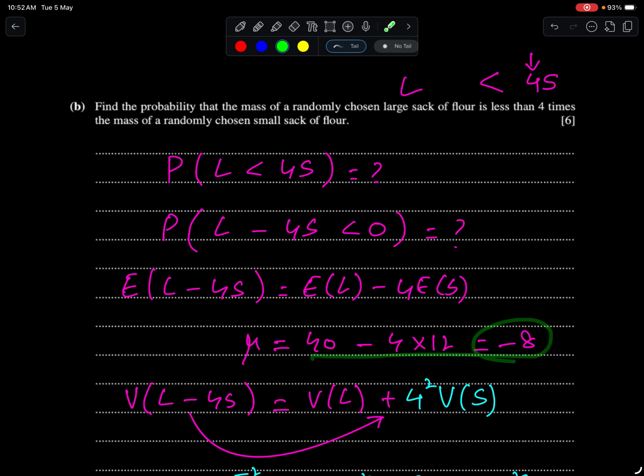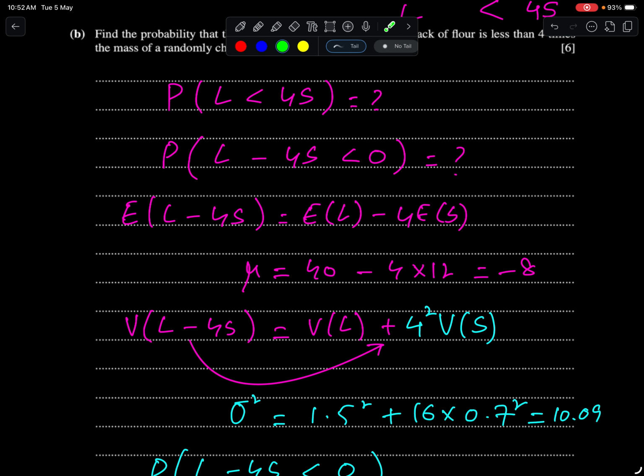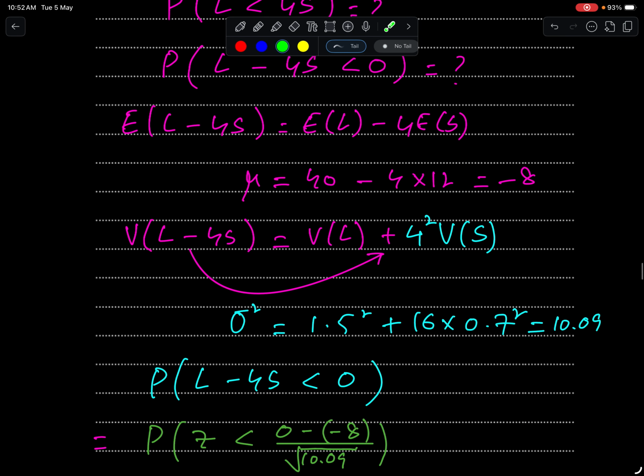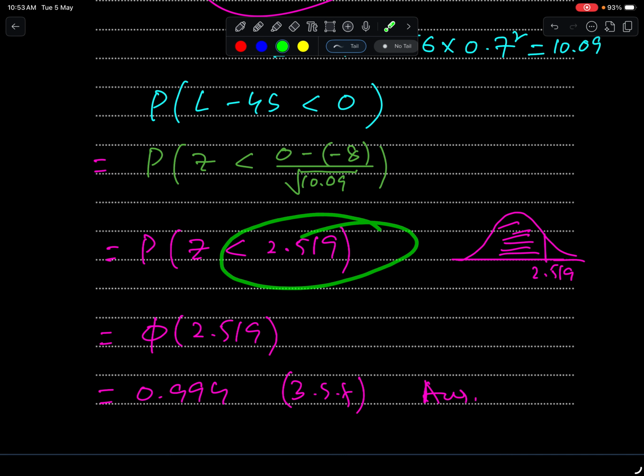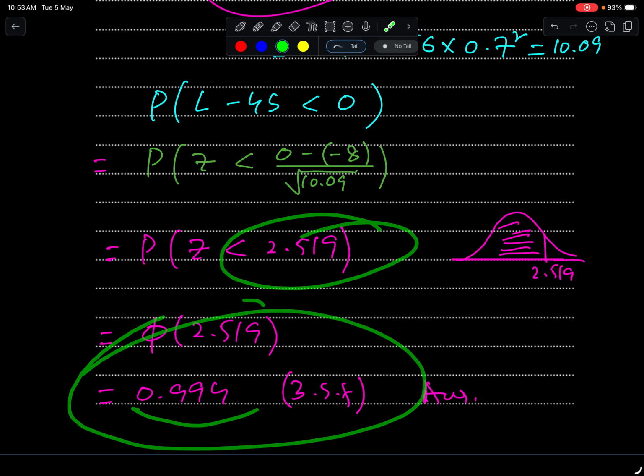That's the mean. Make sure when you find the variance of L minus 4S, you write V(L) plus, converting this negative into positive because variance is always positive, and this 4 is a multiple of S, so you must square this 4. That's the variance. Now convert this statement into Z. So 0 minus the mean, divided by the standard deviation. This is phi, and the answer up to 3 significant figures.